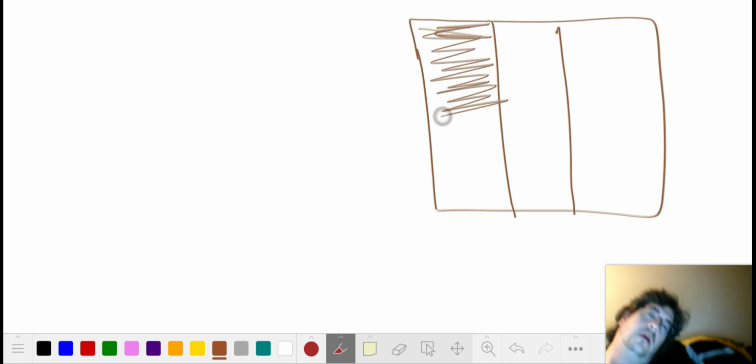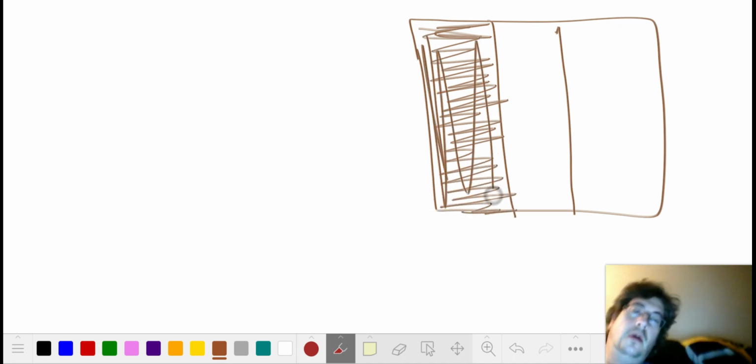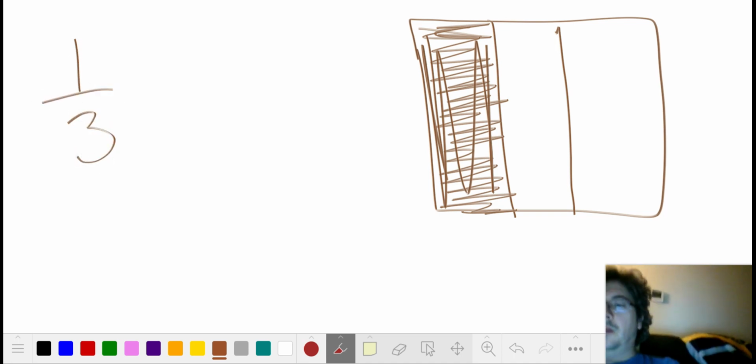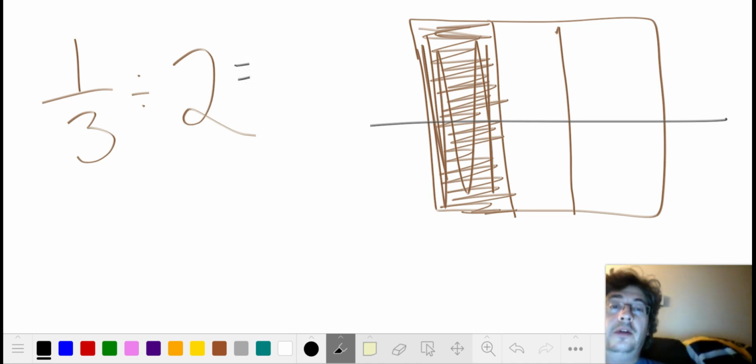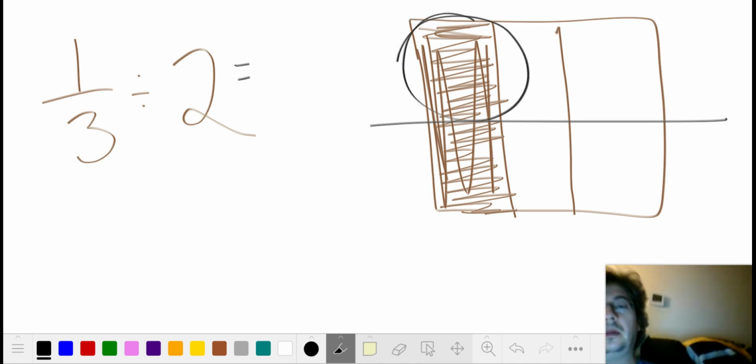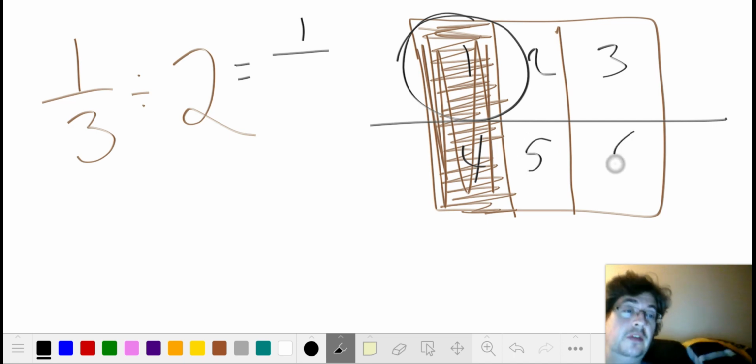Color in 1 out of the 3 pieces here to show 1/3. Okay, so we got 1/3 of a brownie, and then we're sharing it amongst 2 friends. So we're going to divide that 1/3 in half or by 2. There we go. All right, so what's my numerator and my quotient? Well, it's going to be 1. But what size piece is that? Well, we got to count up all the pieces that I have in my model now. So I have 1, 2, 3, 4, 5, 6. So it turns out that this piece is a sixth. So I have 1/6.